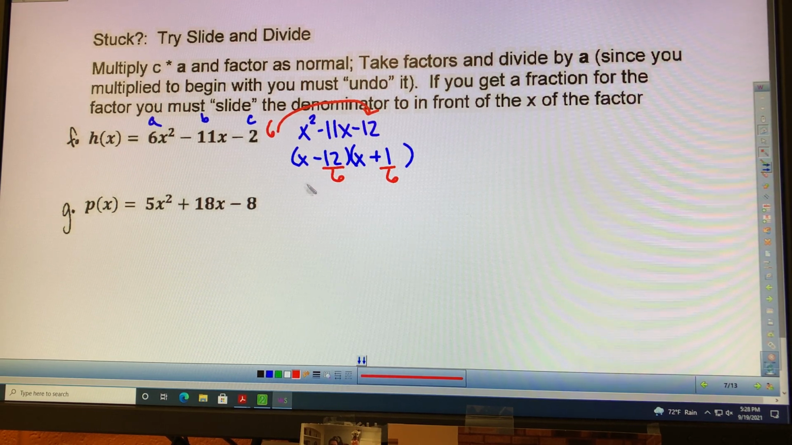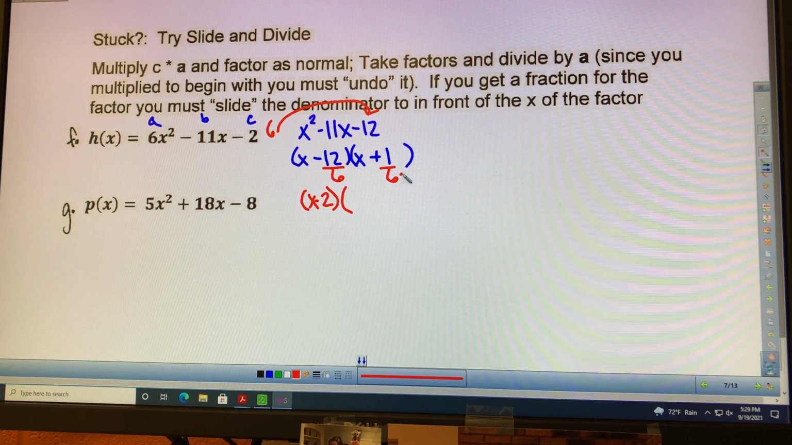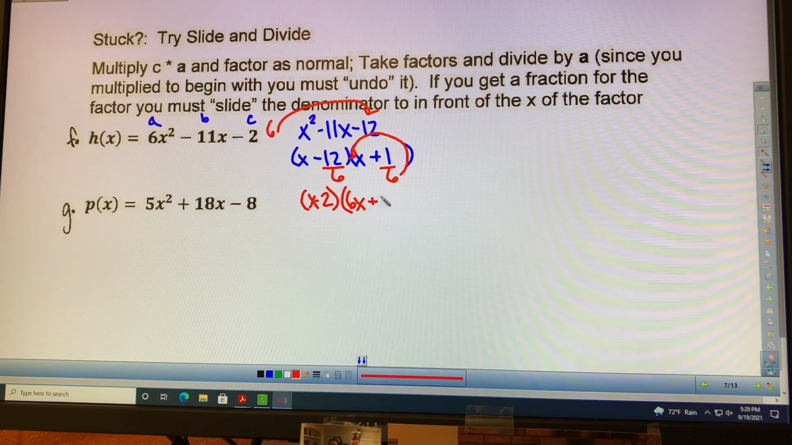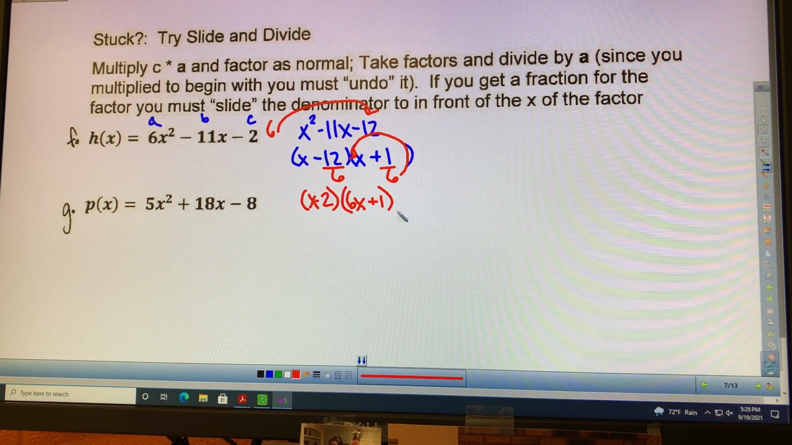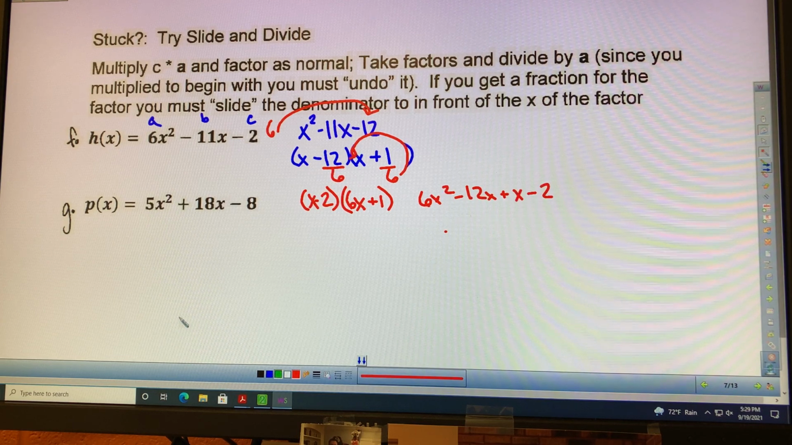When you get a whole number, go ahead and divide that, reduce this out, in other words. So that would be 12 divided by 6 is 2. So I have x minus 2. I cannot reduce this perfectly. So now I need to slide that back in front of the coefficient, and I'm left with 6x plus 1. When I multiply this out, I can see that I get 6x squared minus 12x plus x minus 2. And that's exactly what I had.